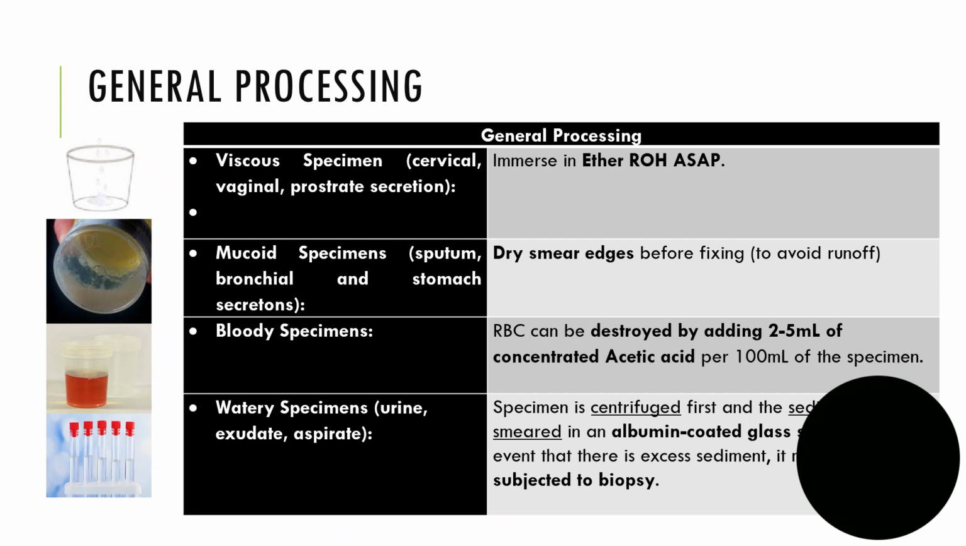Now let us talk about how we process specimens based on their physical characteristics. Different specimen consistencies require different pre-analytical steps. There are 4 main categories. First, viscous specimens. These include cervical, vaginal, and prostatic secretions. Because they are thick, they should be immersed in ether ethanol as soon as possible to begin fixation and to thin out the material for better smear quality.